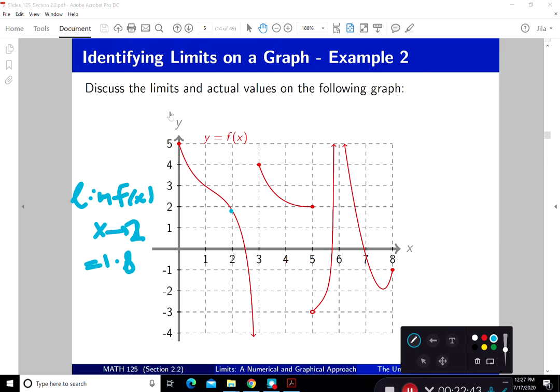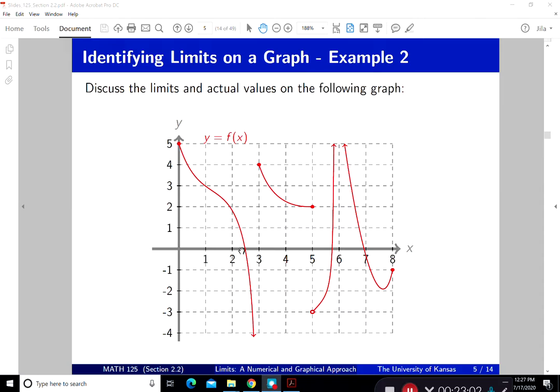But how about where there is breakage, like this point? How about over here where the y value goes to infinity? There's a vertical asymptote there, and over here and over here. So let's discuss those.